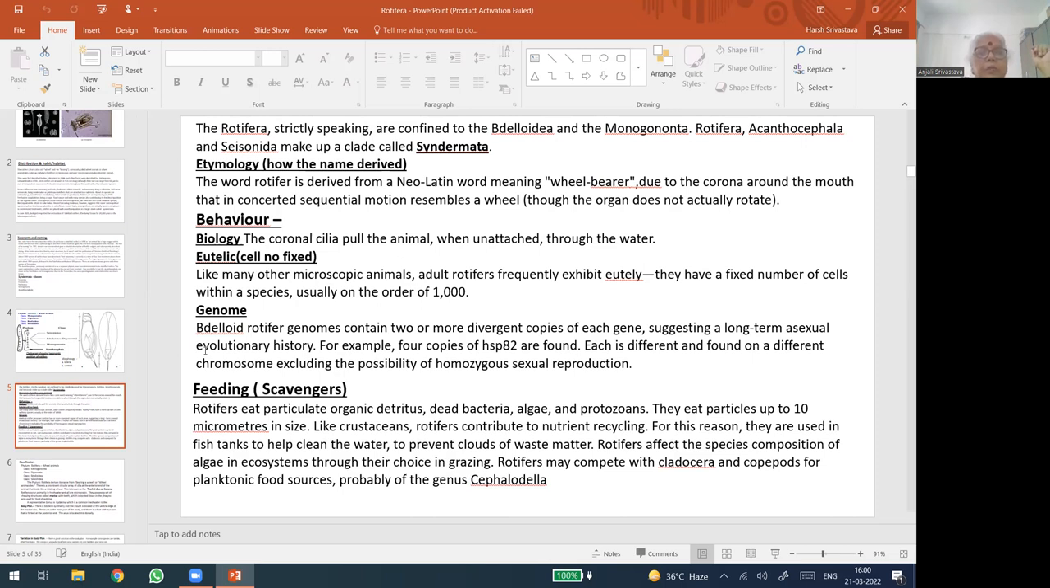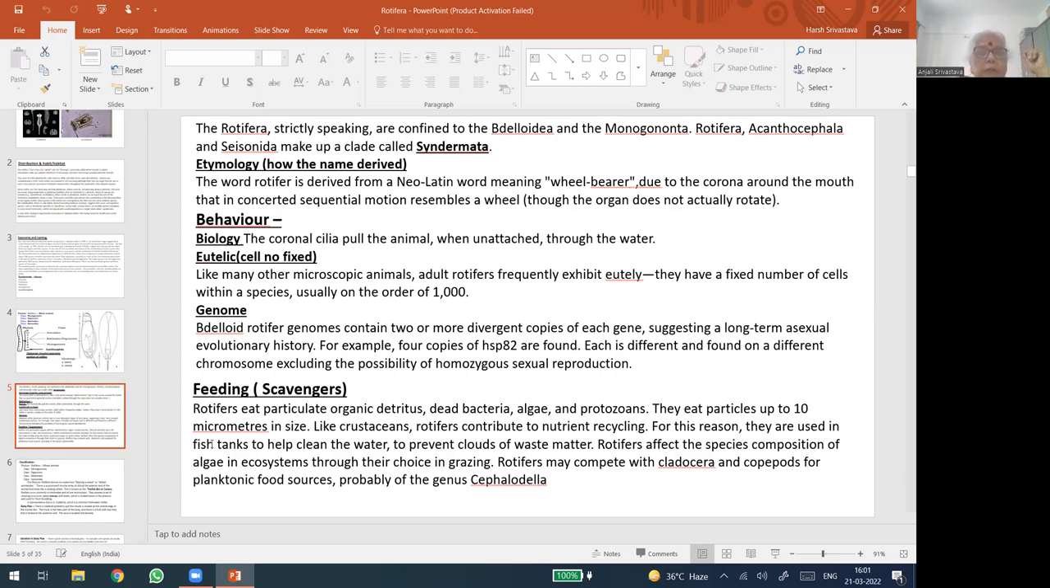Then the genome: the Deloid rotifer genome contains two or more divergent copies of each gene, suggesting a long-term asexual evolutionary history. For example, four copies of HSP82 are found. Each is different and found on a different chromosome, excluding the possibility of homozygous sexual reproduction. Later we will see, when we see the life cycle, they show a very interesting cycle of amictic and mictic cycle, or asexual or sexual cycle.